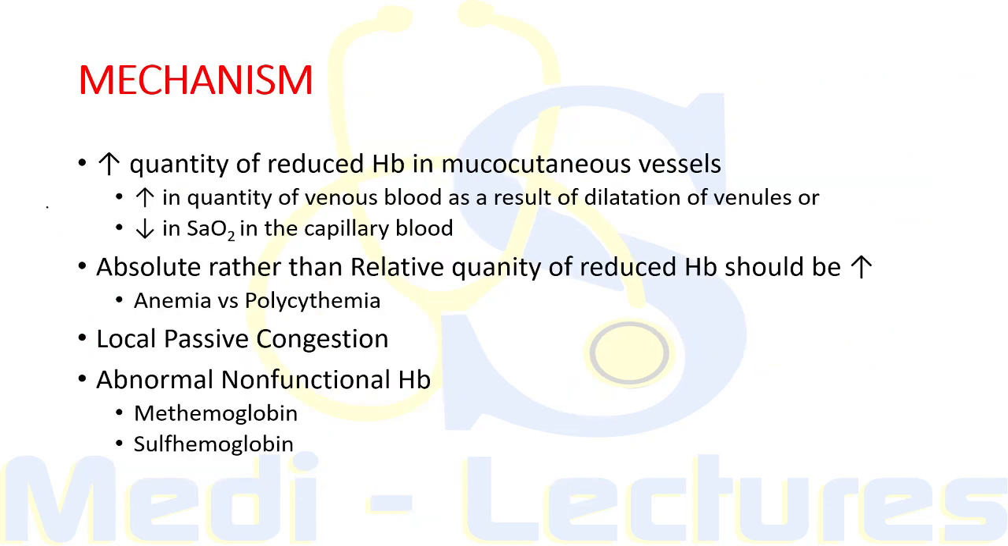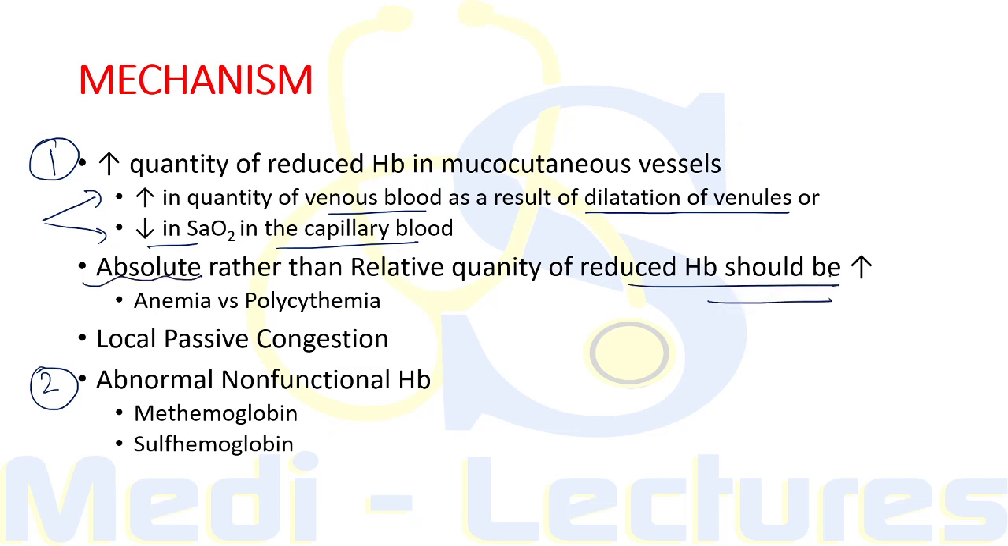Now coming on to the mechanisms, as we have discussed, the two main mechanisms of cyanosis are increased quantity of reduced hemoglobin in mucocutaneous vessels or presence of abnormal non-functional hemoglobin. Now, increased quantity of reduced hemoglobin can occur due to increase in quantity of venous blood as a result of dilatation of venules or decrease in arterial oxygen saturation in the capillary blood. It is very important to note that absolute rather than the relative quantity of reduced hemoglobin should be increased.